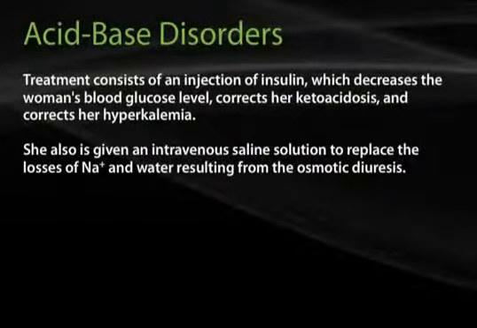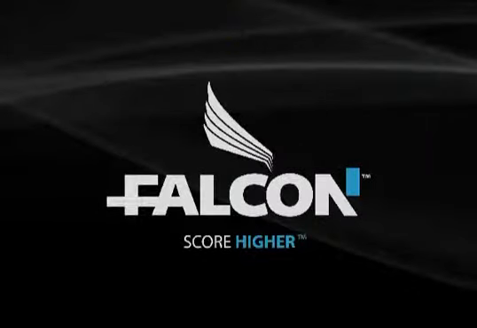Treatment in this case consists of an injection of insulin, which decreases the woman's blood glucose level, corrects her ketoacidosis, and corrects her hyperkalemia. She is also given an intravenous saline solution to replace the losses of sodium and water resulting from the osmotic diuresis. This concludes this section.